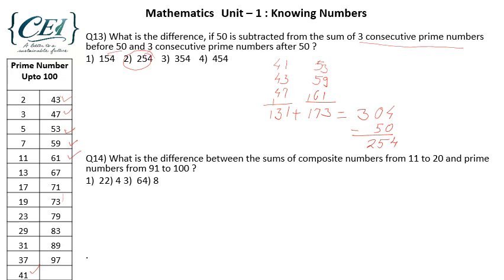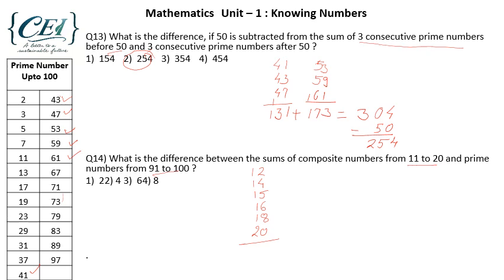What is the difference between the sum of composite numbers from 11 to 20 and prime numbers from 91 to 100? So composite numbers from 11 to 20. Which are the composite numbers? 11 is a composite number? No, it is a prime number. So the next composite number is 12. 13 is a prime number. So next is 14. Then it is 15. Then 16. 17 is a prime number. So 18. 19 is a prime number. So this is 20.